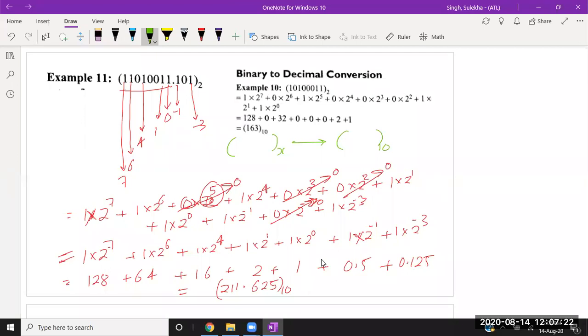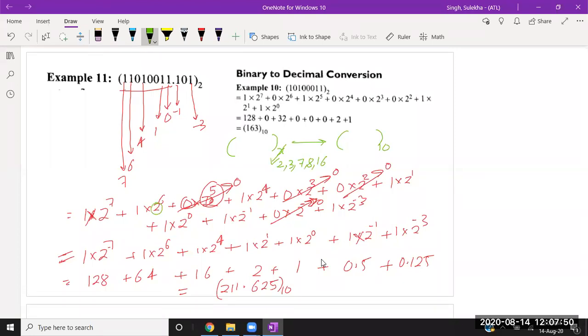Okay, no need to worry. The base can be 2, 3, 7, 8, 16, anything. If it is base 2, you need to write all the values in powers of 2. If it is base 8, you need to write all these things in powers of 8. Is that clear? With this method, you can convert any base into decimal.